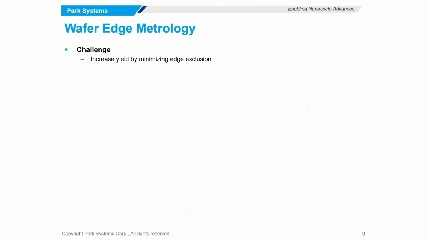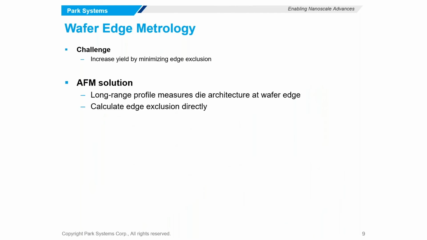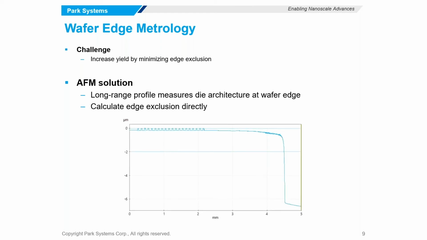Now, the way AFM handles this particular metrology is to conduct long-range profile measurements across the edge of the wafer to measure the die architecture from which the edge exclusion can be calculated directly. I'll give an example here.